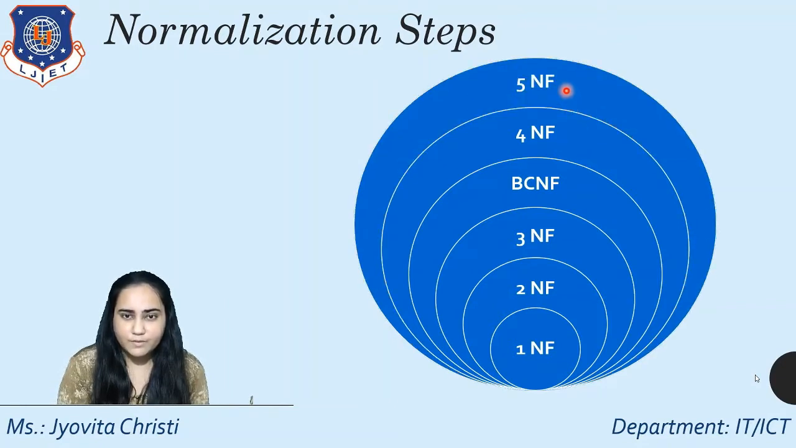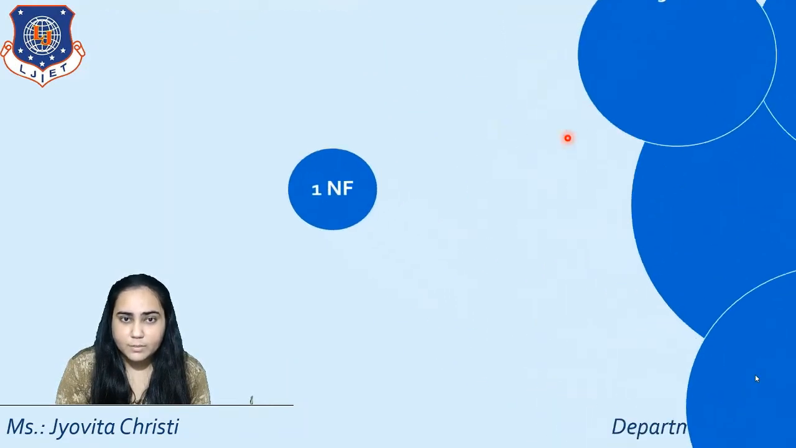So these are the several steps in normalization, and you cannot reach one step without going through the others. So that means in order to reach 5NF, you have to first go through 1NF through 4NF, and only then you can reach 5NF. Now let's see 1NF in a little bit detail.